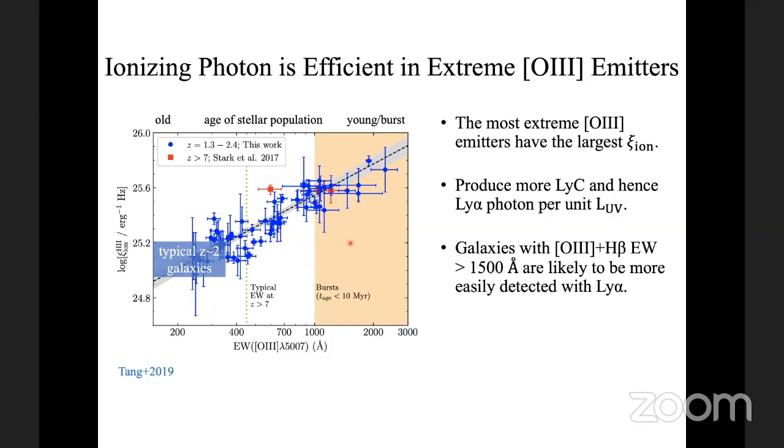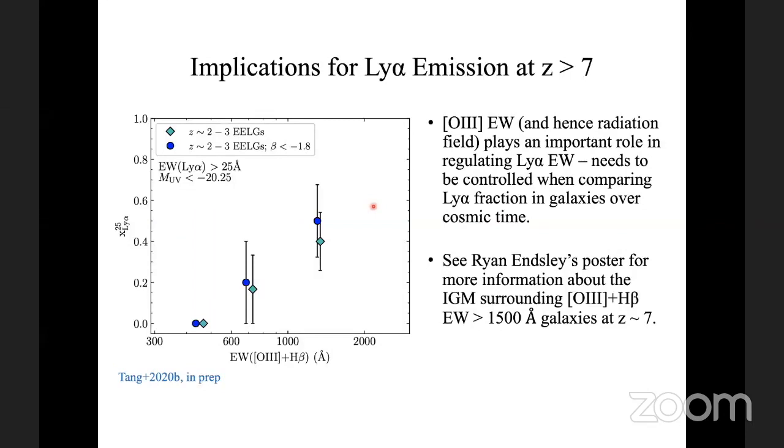So galaxies with a very large O3 plus H beta equivalent width are likely to be more easily detected with Lyman-alpha. So what this implies for the reionization-era is that the O3 plus H beta equivalent width, and hence the radiation field, plays a very important role in regulating the Lyman-alpha equivalent width. So when we compare the Lyman-alpha fractions in galaxies over cosmic time, especially to the reionization-era, we must control these parameters, such as the intense radiation field.